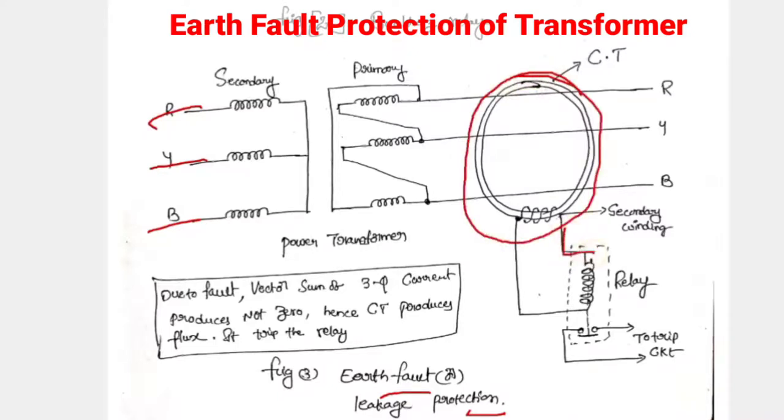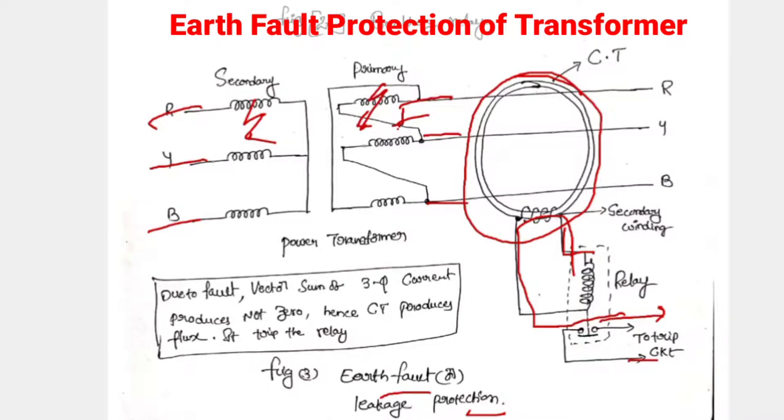It is similar to differential protection. If any fault occurs, whether in the primary winding or secondary winding, that may be an earth fault, then due to the fault the vector sum of the 3-phase currents becomes unequal, not 0. Hence, the CT produces a flux to trip the relay coil. It is connected to the trip circuit.